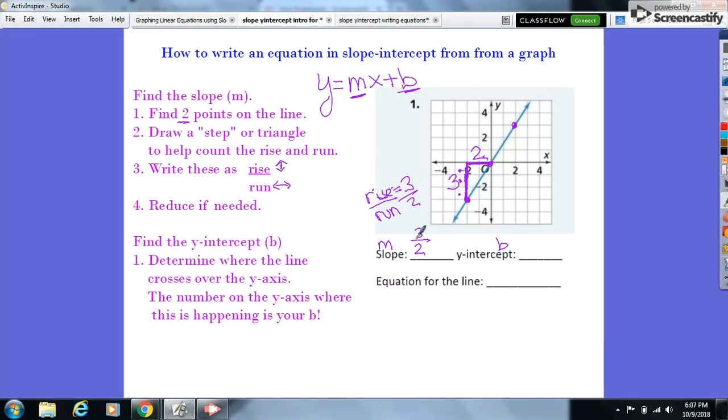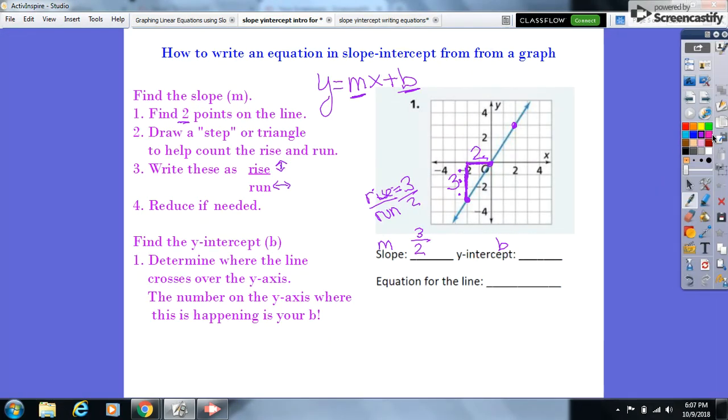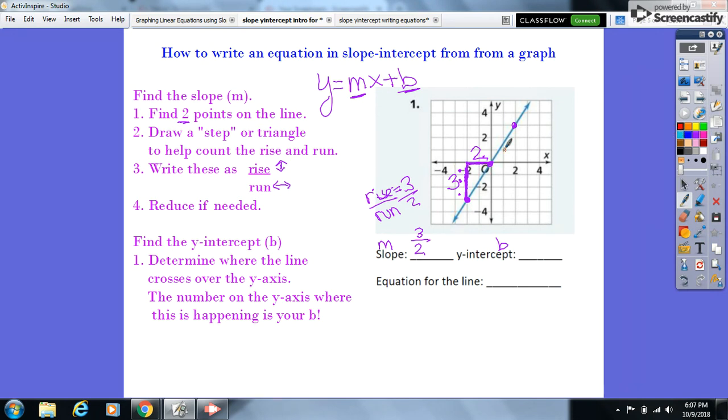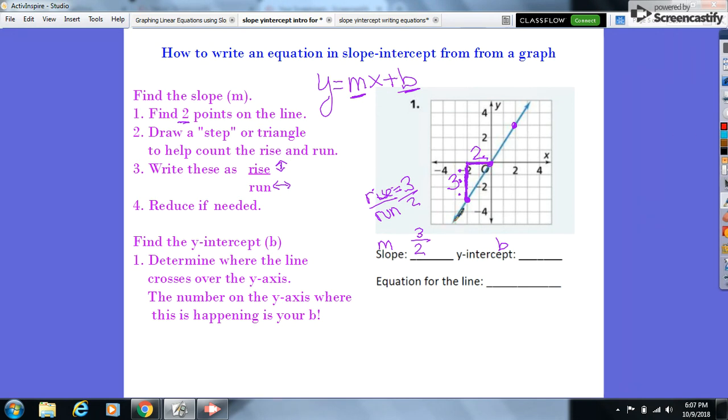So I've identified my slope. Now all I have to do is find my y-intercept. This is the easy part. Looking at this line, you can see my blue line here is the line on the graph. The y-axis is the axis that goes up and down. Well, this black line and this blue line meet on the graph right here. They cross right here. And on the y-axis, this number is actually the number 0.